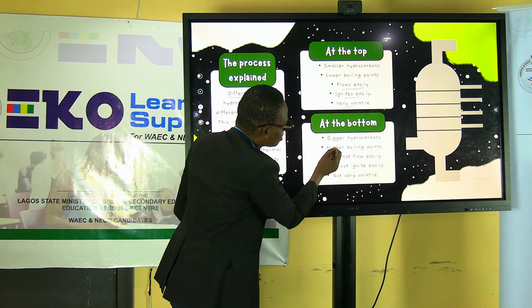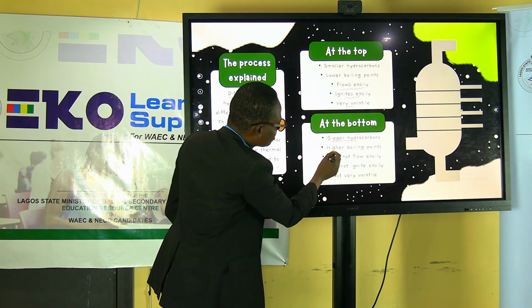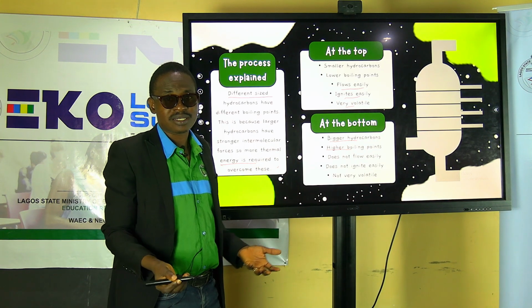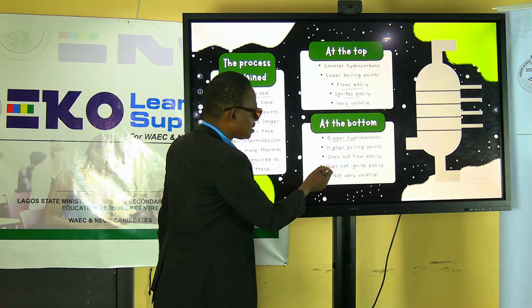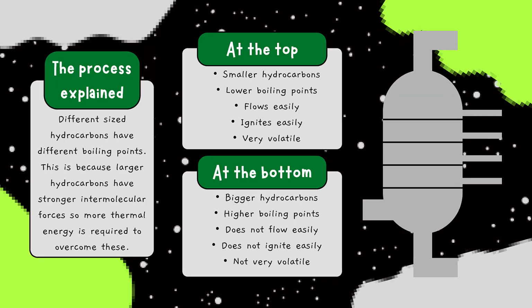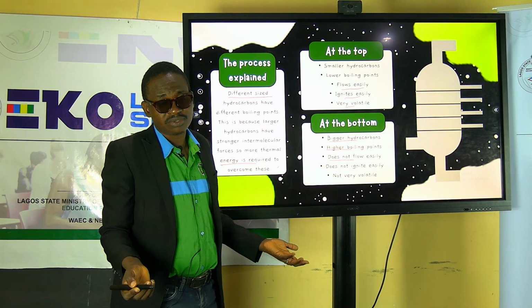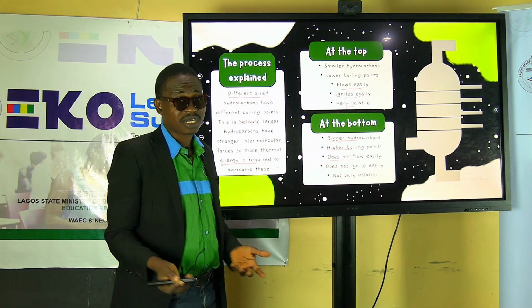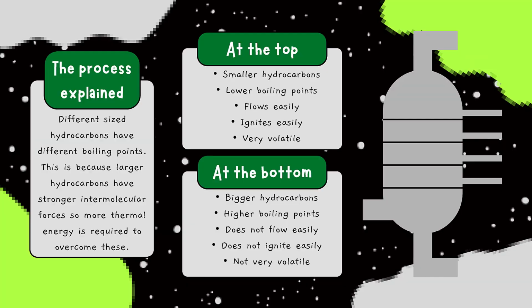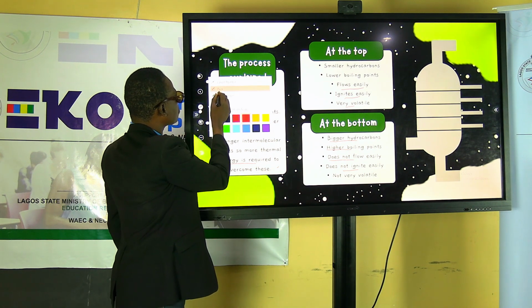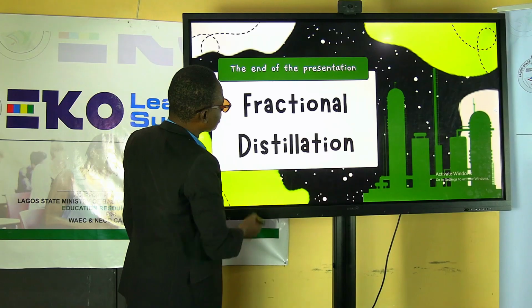Because they are still having what? Yes, heavy hydrocarbon, and therefore they have what? High boiling point, because the intermolecular force between them is still much stronger, and you need a lot of heat to break them down. They don't easily evaporate or easily flow, or yes, easily what? Flow. Like your diesel, the way it flows is different from the way your kerosene will flow. Good. So they don't ignite easily. They don't easily catch fire, and are not even volatile. So these are things that you need to know. Now let's move to the next slide.